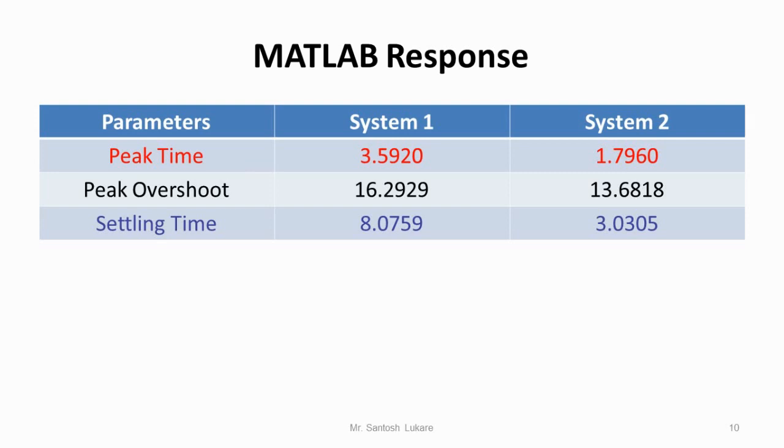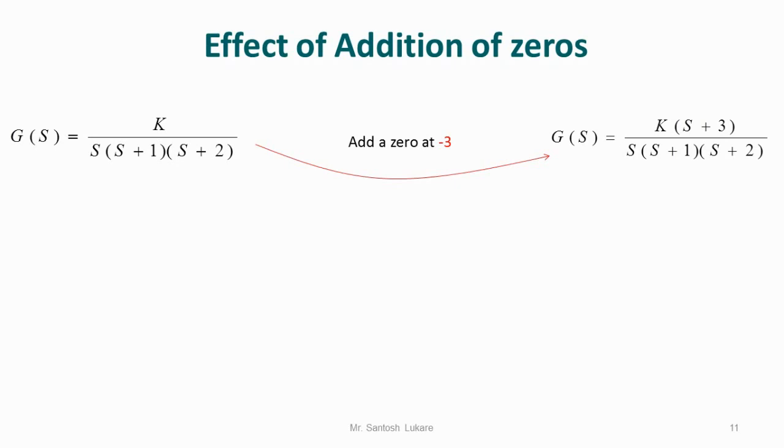So by comparison, we can say that the system stability improved and the system becomes faster. System 2 is faster than system 1, and that is the effect of the addition of 0 to the open loop transfer function. If we add the 0 to the open loop transfer function, the system becomes faster and more stable. You can try this second example in MATLAB on your own.